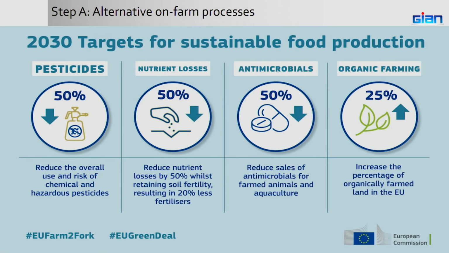So coming back to step 1, altering our on-farm processes. This is again, as I said, about the EU Green Deal or EU Farm to Fork. And I must say, whether it is the problem of climate for Europe or America, the same climate problems are also there in Asia as well. So what should be the target and what is the target? Number 1, reduce the use of chemical and hazardous pesticides.